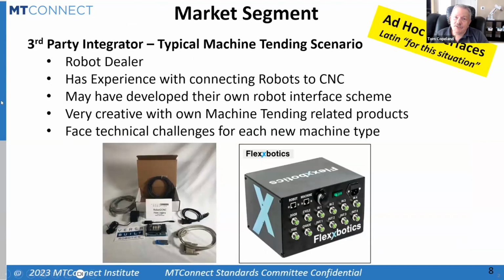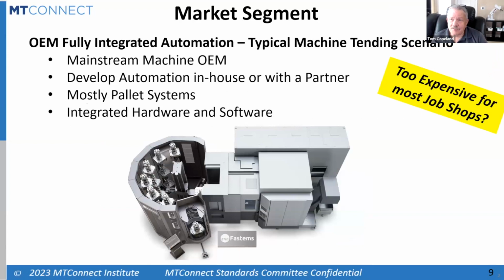The next group is the third-party integrators. Usually they're a robot dealer. They have experience with connecting robots to CNCs. They may have developed their own robot interface scheme. They're very creative with machine tending related products. They face technical challenges with each machine type, so it's a pretty big job to go through that. I just call that ad hoc interface. Ad hoc is Latin for this particular situation. And of course, the high end is fully integrated, but it's mostly too expensive for the part of the market that we sell into.